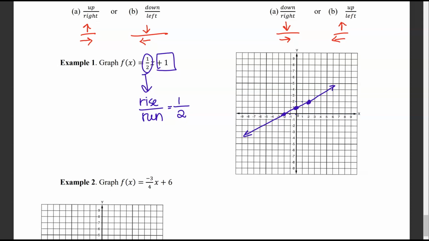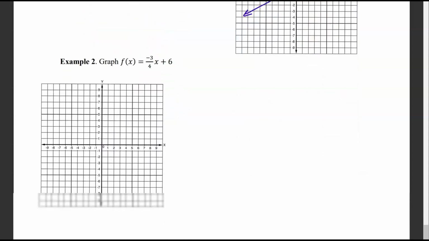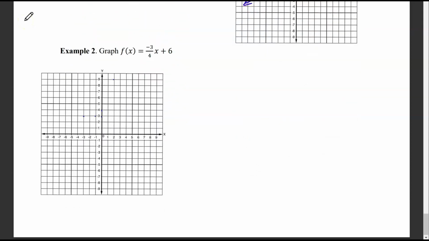All right, let's try this next one. We have the function f of x is equal to negative 3/4 x plus 6. So we're going to go ahead and come over here to 6. We're going to go up 1, 2, 3, 4, 5, 6. Here's our point. Now my slope, remember, is negative 3 over 4.